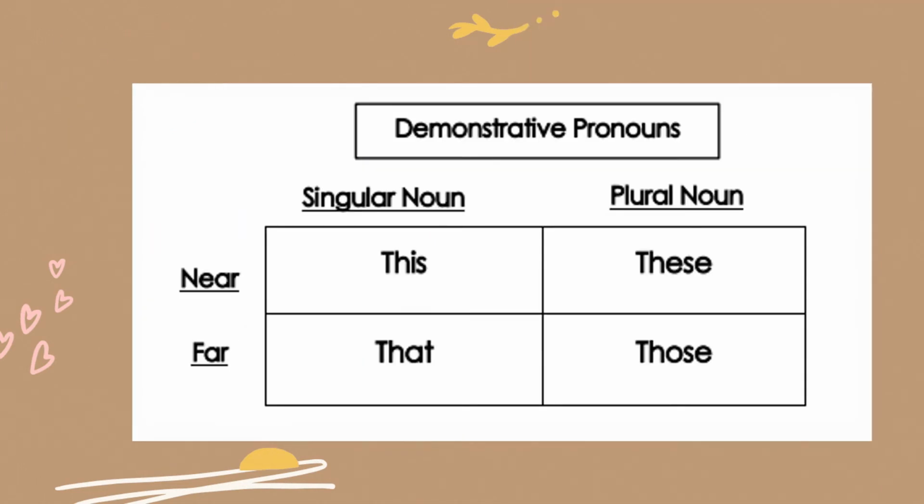In summary, for a singular noun that is near to the speaker, we can use the demonstrative pronoun this. While for a singular noun that is far from the speaker, we use the demonstrative pronoun that. For plural nouns that are near to the speaker, we use the demonstrative pronoun these. And for plural nouns that are far from the speaker, we use the demonstrative pronoun those.